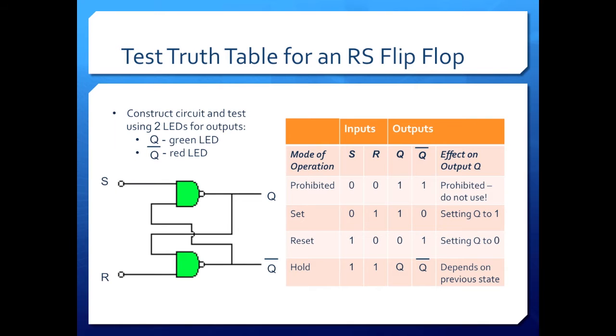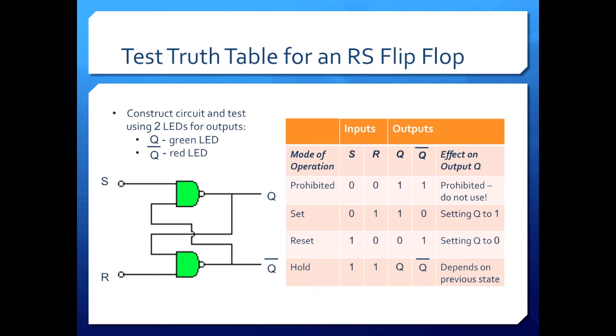For this assignment, I would like you to construct the circuit that you see below, which is an RS flip-flop, and test the circuit using two LEDs to represent the outputs Q and Q0. Typically the normal output, which is denoted by the Q, is a green LED and the Q0 is a red LED. You can use input switches, slide switches, or you can use buttons to represent the inputs, if you prefer. That's probably easier than using a loose wire.